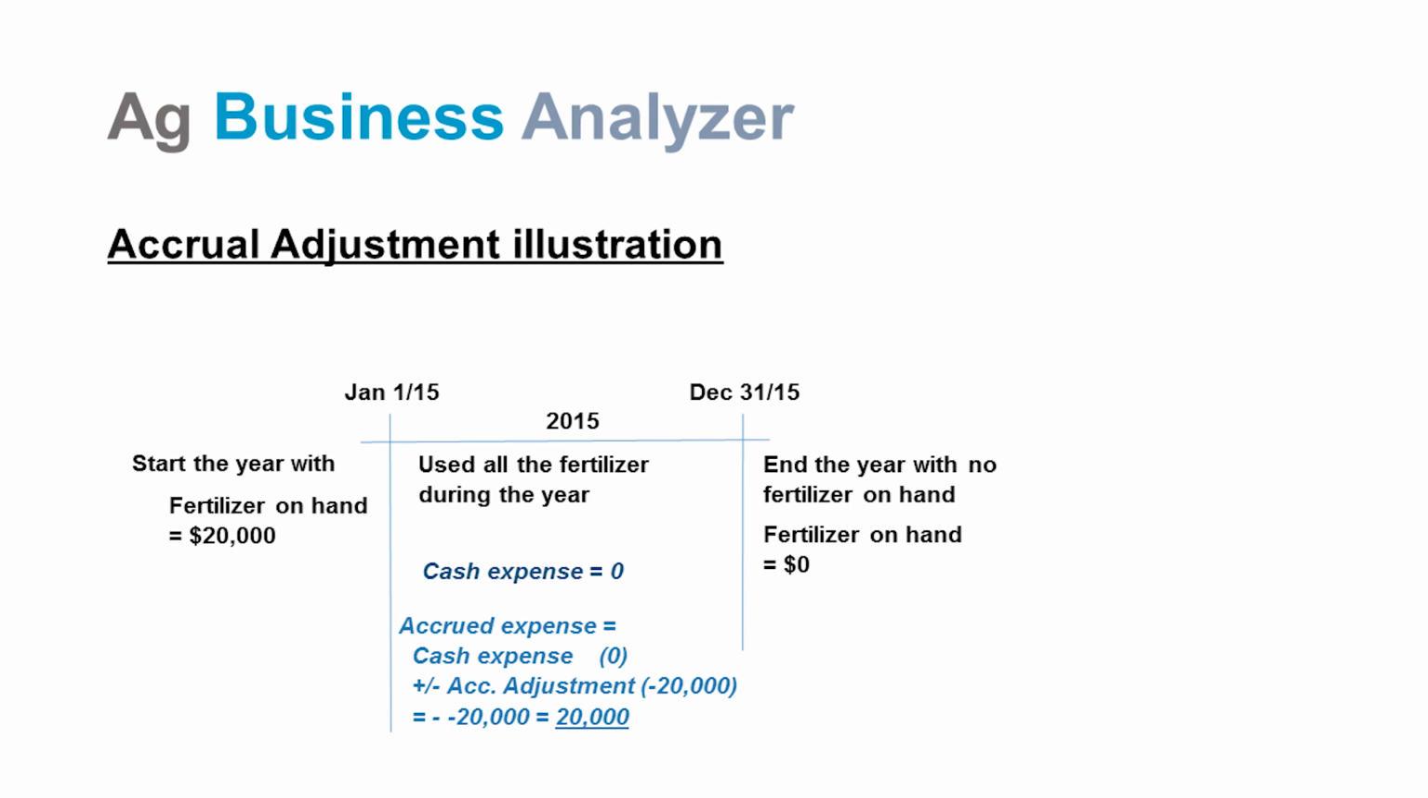because $20,000 worth of fertilizer was used. So we do that accrual adjustment again from cash to accrued by adjusting the cash expense by the change in fertilizer on hand for the year. This illustration shows how that would be done.